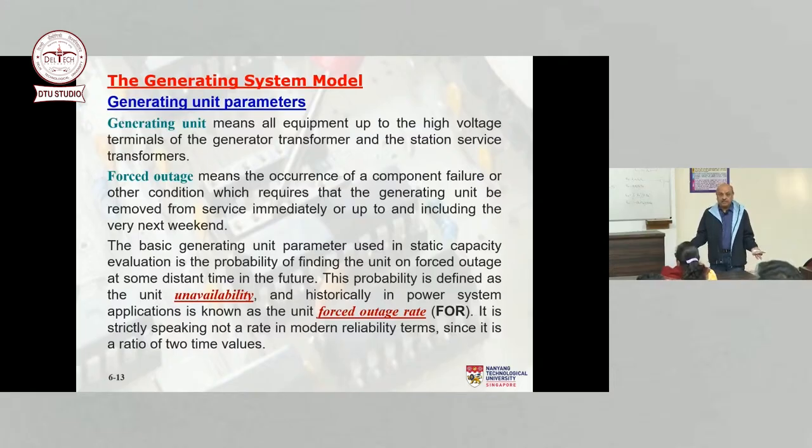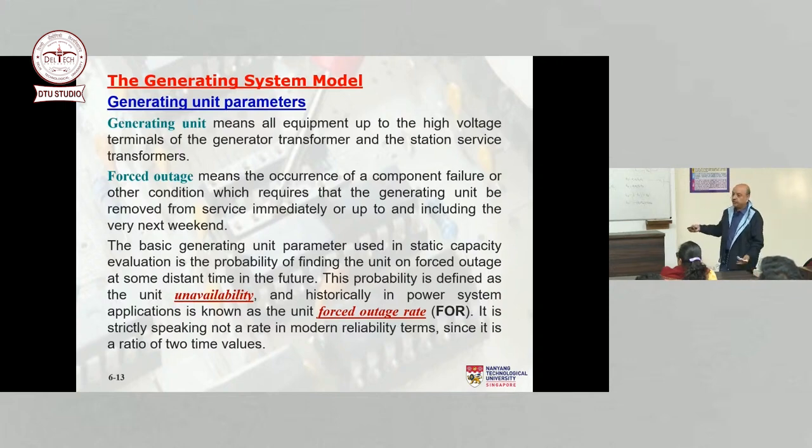If you can't remove it immediately because maybe it's dangerous to remove it out of service immediately, maybe things will go out of sync totally and things like that. There must be reasons to do that, but it must be removed by the very next weekend. So if the outage takes place on Monday, then by Saturday you must remove it, if not immediately. That's the IEEE definition of forced outage.